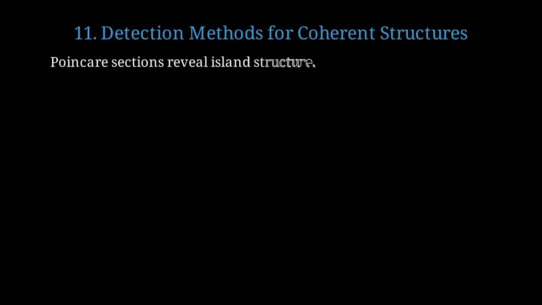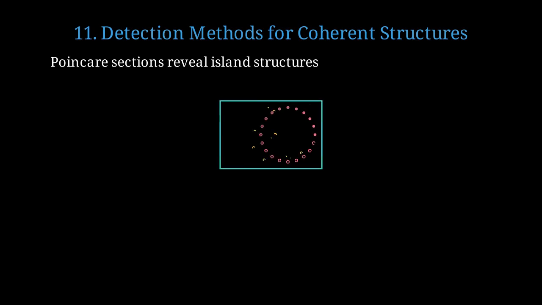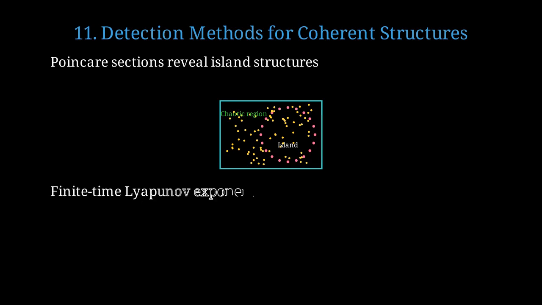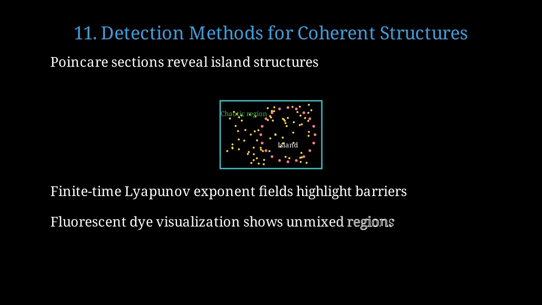Poincare sections, which plot particle positions at regular time intervals, reveal the island structures embedded in chaos. Islands appear as closed curves of points, while the chaotic region fills space densely, making the structures visually obvious. Finite-time Lyapunov exponent fields compute local stretching rates and highlight transport barriers as ridges of low stretching. Experimental fluorescent dye visualization directly shows unmixed pockets that persist far longer than theory predicts.